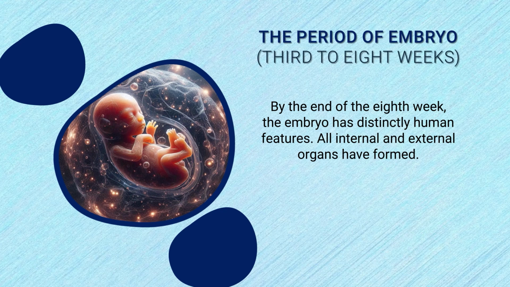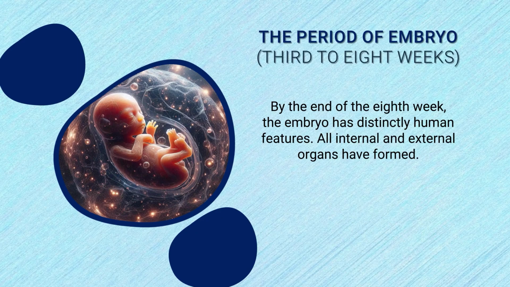And this is the development of the embryo, which is discussed during the 3rd to the 8th weeks. Similarly, now that we have crossed the 7th week, let us understand what happens during the 8th week. By the end of the 8th week, the embryo has distinctly human features. As we talk about the human features, the eyes, the ears, the nose, the legs, the hands, the fingers, the wrists, all become distinctly human features.